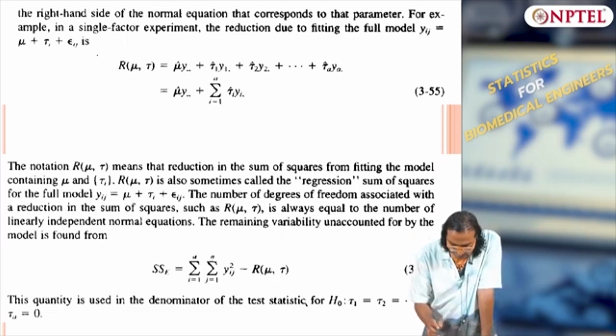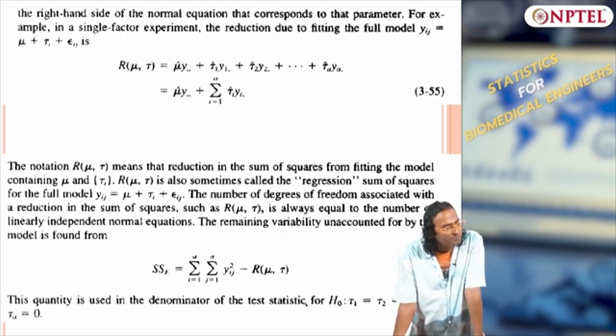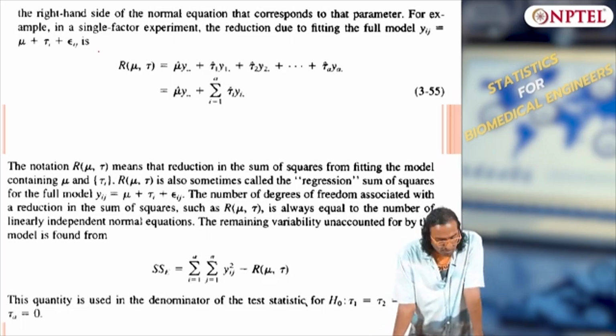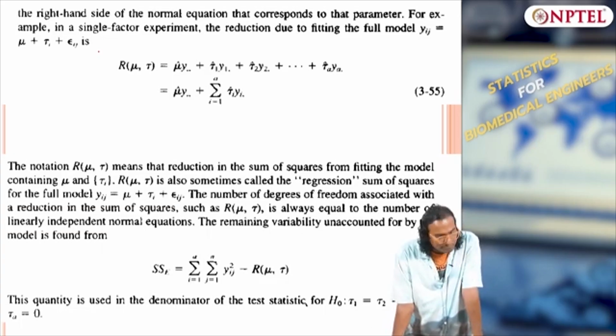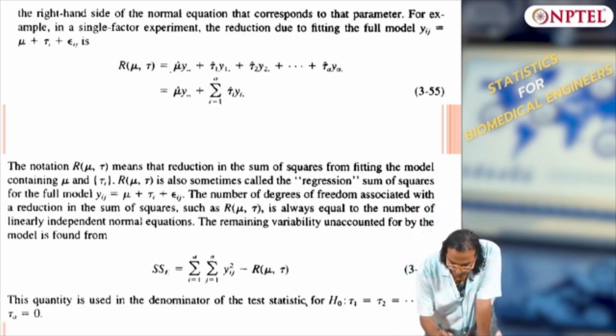What is this? This is the variance explained due to fitting the model. How do I write this R(mu, tau)? How do I write this? The total variance is what? So this is what is mu hat.